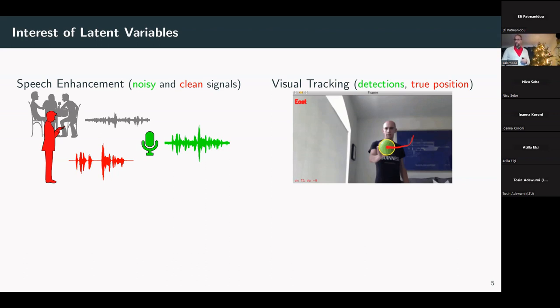On the right, you have a tracking problem where, of course, you will have, let's say, instantaneous detections at every frame that come from whatever object detector you want to use.